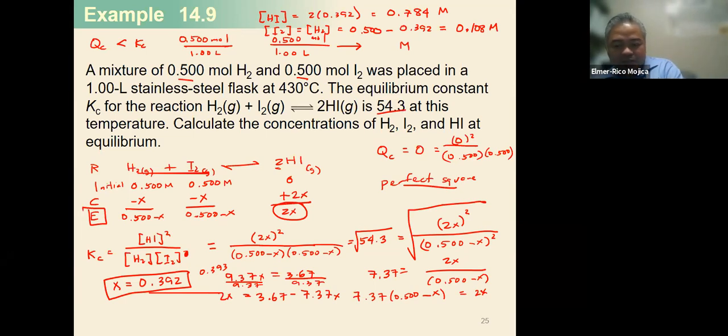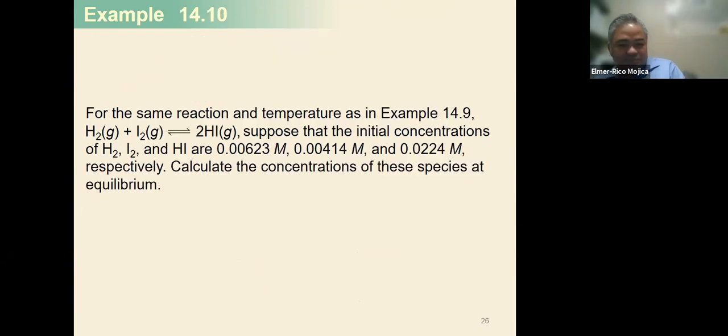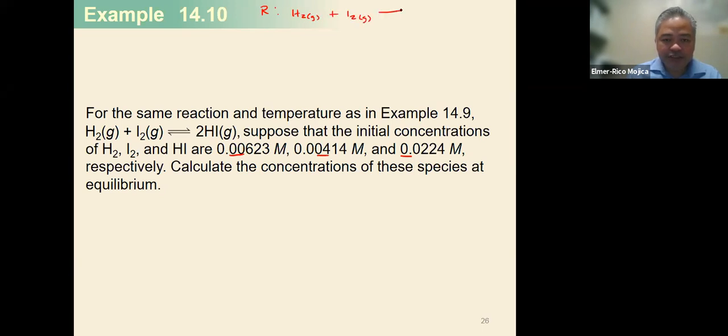So there's another problem. It's still utilizing the same problem, but there's a big but. You have initial concentrations already. This is what we call the initial concentration. You just follow the table. So how do we do the table? I can do here the RICE. So I have H2 plus I2 producing 2HI, right?